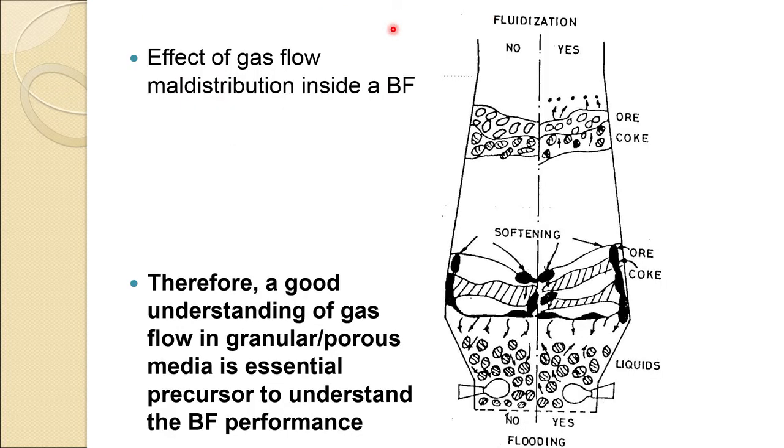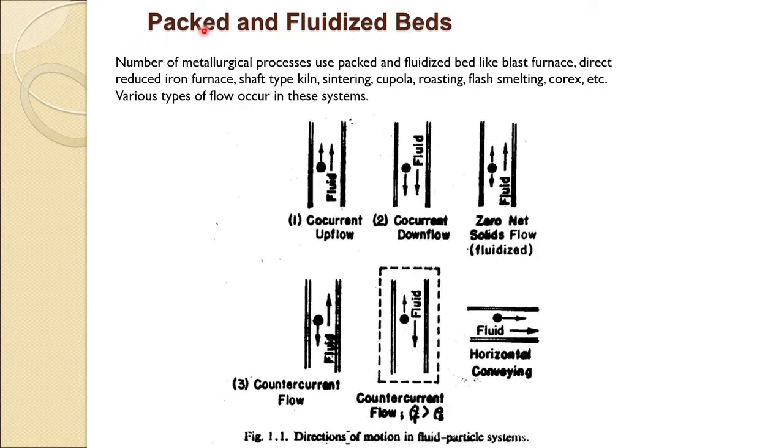So, when this granular material is packed like this, we call it a packed bed, and when the particles are blowing away and they are not in contact, we usually call it the fluidization of that. Just in a rough way I am telling you the meaning of this. So, in metallurgical processes we have many of those packed bed and fluidized bed reactors: blast furnace, direct reduced iron furnace, shaft kiln, sintering which we had discussed, cupola, roasting, flash smelting, Corex, etcetera. And in all of these, not just one type, various types of flow occur in these systems.